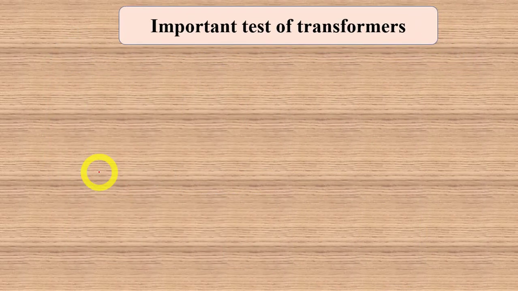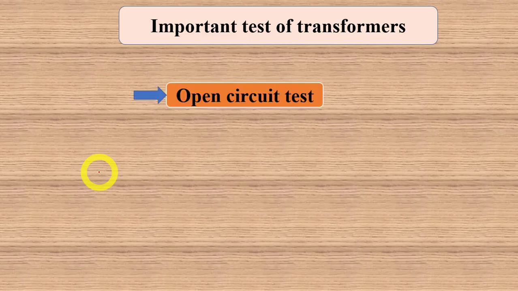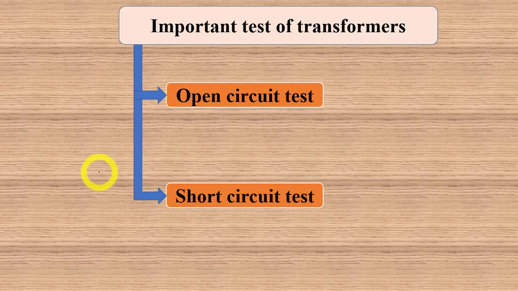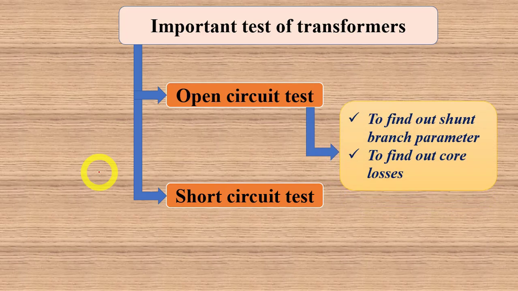Now, important tests of a transformer. There are two important tests: open circuit test and short circuit test. In the open circuit test, the objective is to find out the shunt branch parameters. Shunt branch parameters means the value of R0, which is the loss equivalent resistance of the core, and Xm, which is the magnetizing reactance of the core. And the third objective is to find out the core losses, that is the summation of hysteresis loss and eddy current loss.